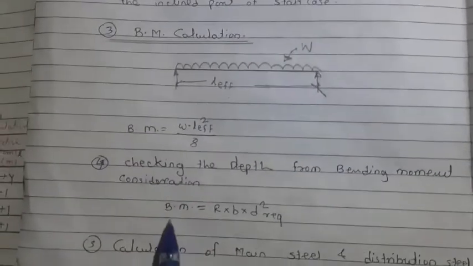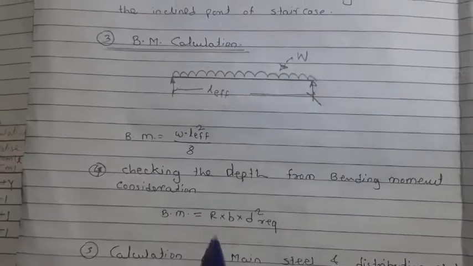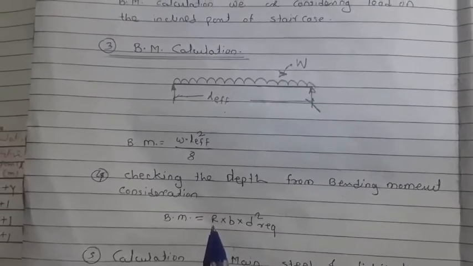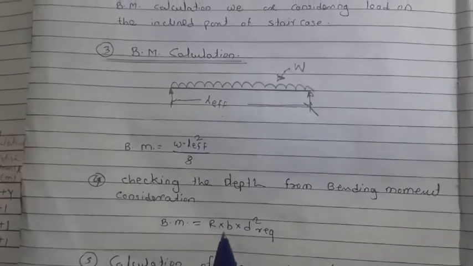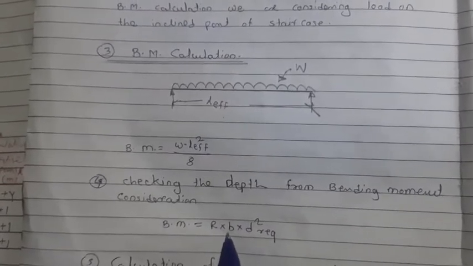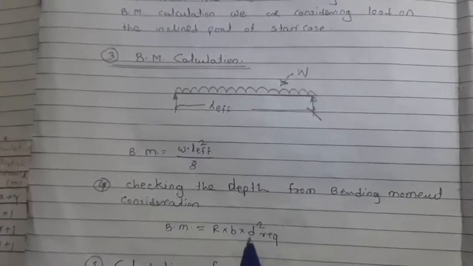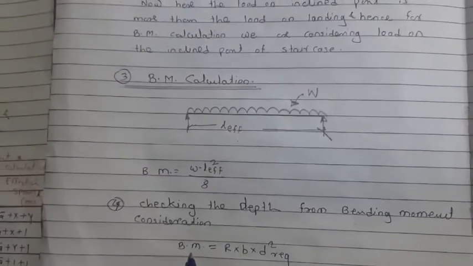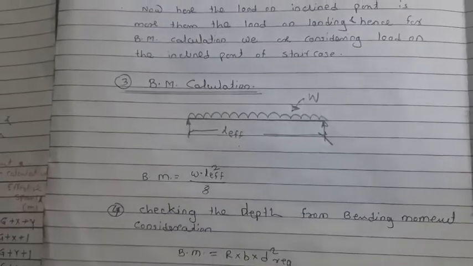So this bending moment is equal to R into B D square. R is nothing but the constant for moment of resistance. It depends upon the grade of the concrete and grade of the steel. B, again we are considering 1 meter, and this D will be the required depth from the bending moment consideration, and this bending moment value we are getting from W L square by 8.